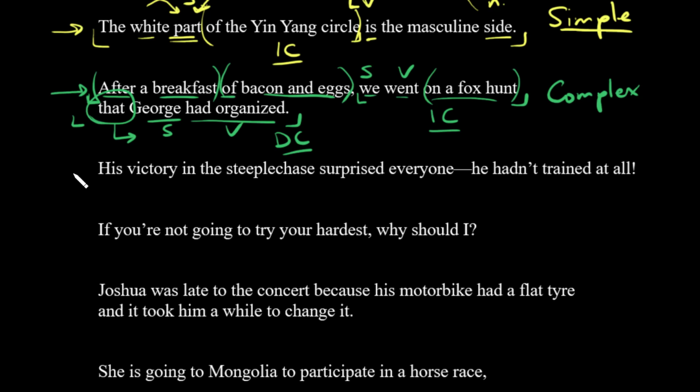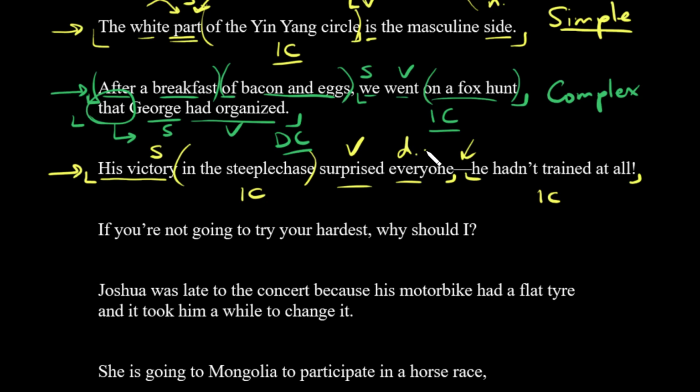Our third sentence reads, his victory in the steeplechase surprised everyone. He hadn't trained at all. You can see here that this sentence is really two independent clauses, and these independent clauses are linked by the dash over here. Okay. Each one has its own subject, so his victory is the subject over here. And if you wanted to include this prepositional phrase, that would be fine. And then we have the verb, surprised, and a direct object in everyone.